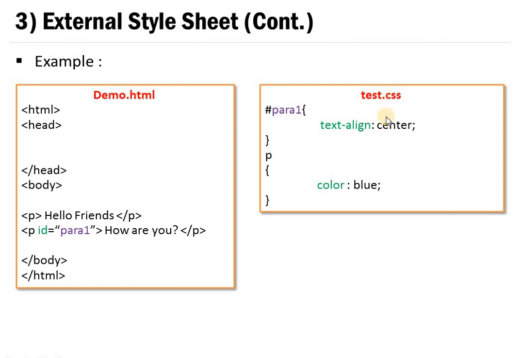Now in this I have set property and value pairs for 2 selectors. This one is your ID selector and this is your HTML element selector. So for parameter 1 I have set text alignment equal to center, and for P, the paragraph tag, color equal to blue. So the first will be applicable only where you have the id set as parameter 1, and this will be applicable to only P.